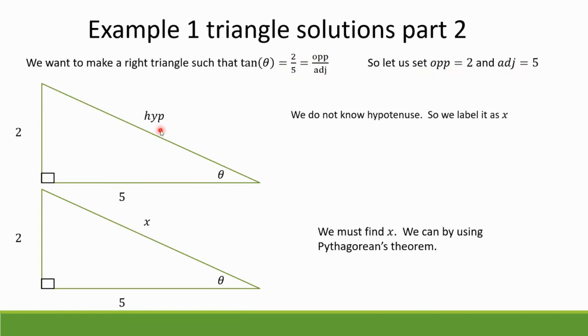But anyway, the hypotenuse, right? We have to figure that out. We don't know what that is. So I just called it x, the length of the hypotenuse. And how do we get the length of it? Well, we can use Pythagorean's theorem because we have a right triangle here, right? So that's why.